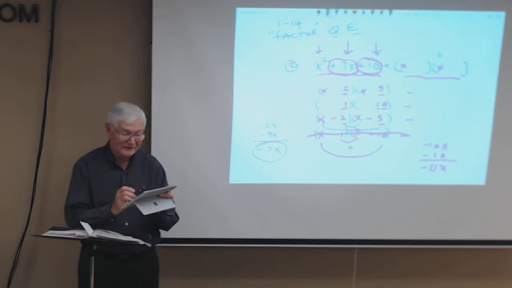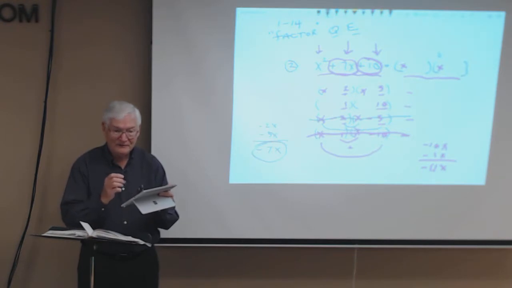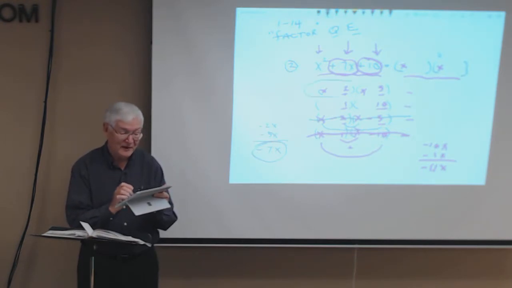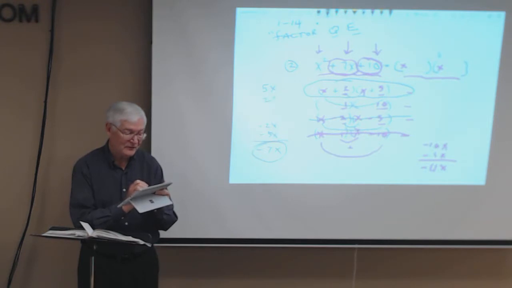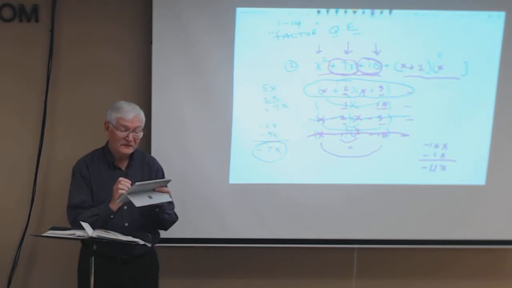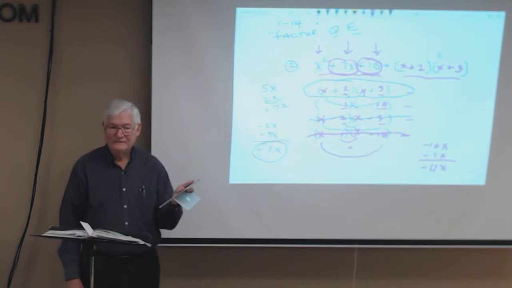So guess where I go next? I say, okay, this one's no good, but 2 and 5 gave me the right numbers. So I'm going to go up here and I'll bet this is the one I want, x plus 2 and x plus 5. And let's do the outside. What do you get when you multiply the outside? 5x. What when you multiply the inside? 2x. And what does that add up to? 7x, positive 7x. That's what I have there. So it's x plus 2 and x plus 5. And that is called factoring.